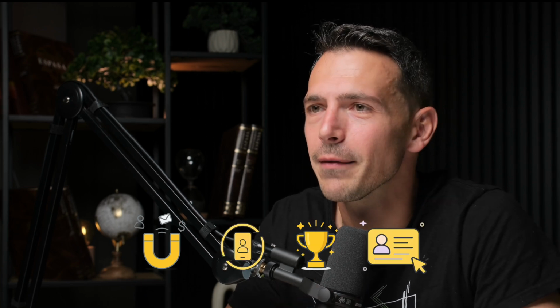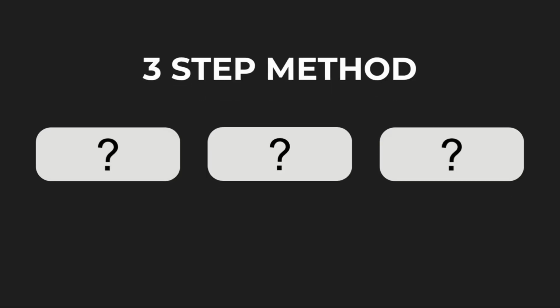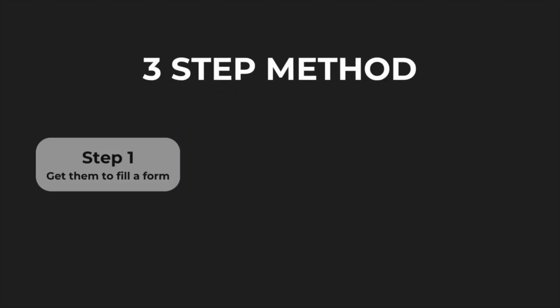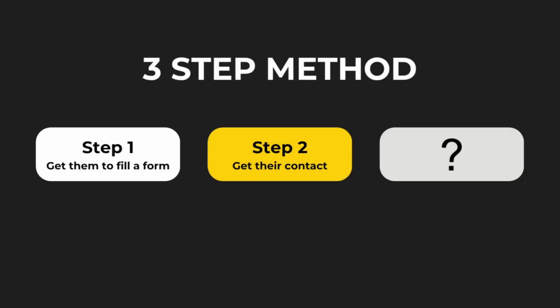Marketing funnels: hooks, retention, rewards, and getting their contact. You know, that's the basics. Here's the hard part. What's your hook, what's your reward, and how to automate it. Easy 3-step method that you can run for free. Step 1, get them to fill a form. Step 2, get their contact. And step 3, automate the message you want to send to them.